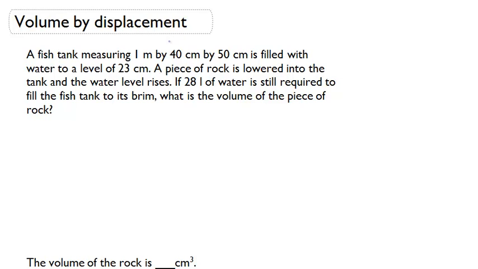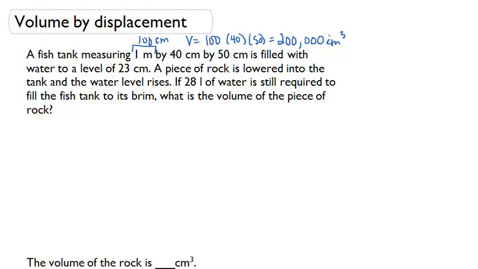So the first thing we need to do is, I would say, convert this 1 meter into centimeters. So 1 meter is the same thing as 100 centimeters. So now we know that the dimensions of the fish tank are 100 by 40 by 50. So we could actually calculate the volume of the fish tank. So if I do that, 100 times 40 times 50, I get 200,000 centimeters cubed.